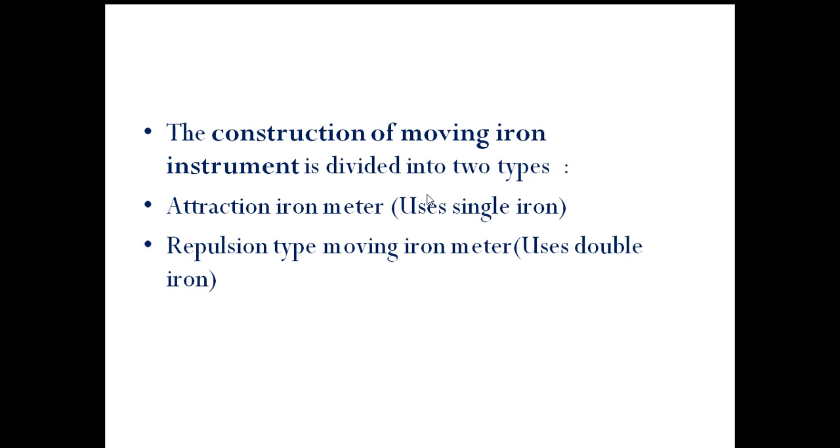So mainly, depending on the type of construction, these moving iron instruments are divided into two types. The first is the attraction type moving iron meter, which uses a single iron. The second one is the repulsion type moving iron meter, which uses double iron.